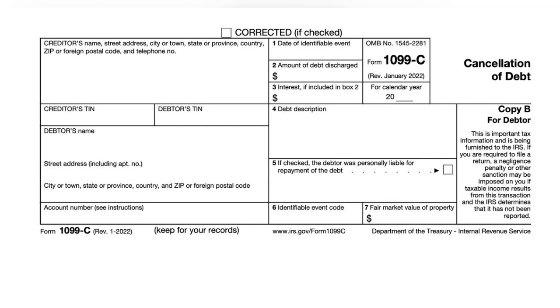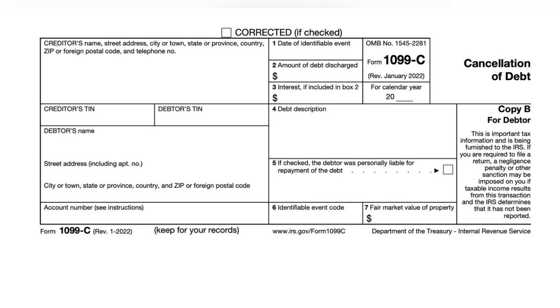This includes the name, street address, city, state, and zip code. Make sure everything matches official records to avoid any issues. Then you'll see a section for the account number. This helps identify which account the canceled debt is tied to.